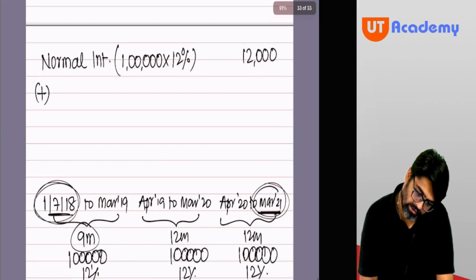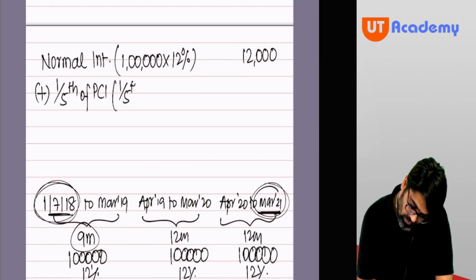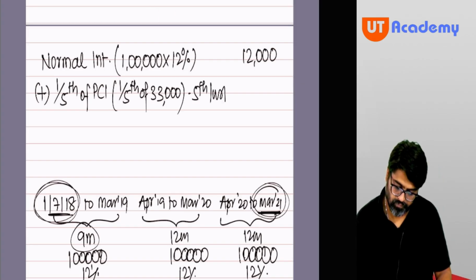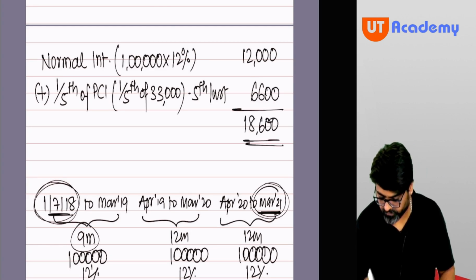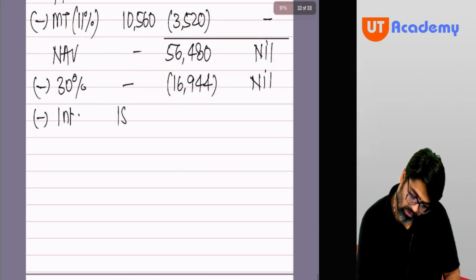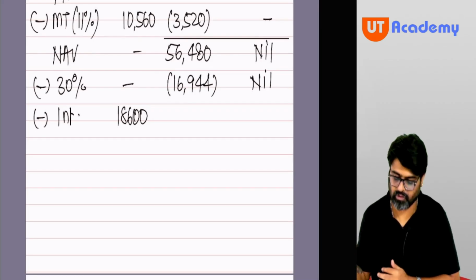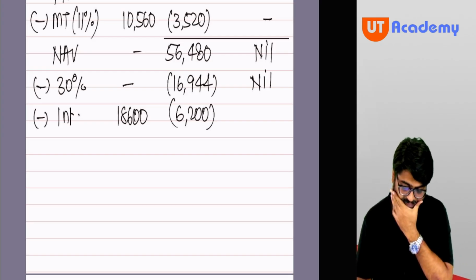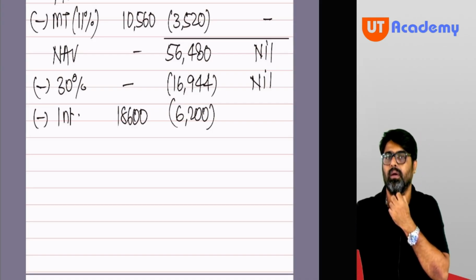Yes or no? So can I say 1/5 of pre-construction interest, that is 1/5 of 33,000, is the fifth and final installment? Yes or no? 6,600. How much is the total interest? 18,600. Now 18,600 I will write down here. Out of that, 1/3 relates to LOP. So what is 1/3? 6,000, and the balance, 12,000, will be related to my SOP.